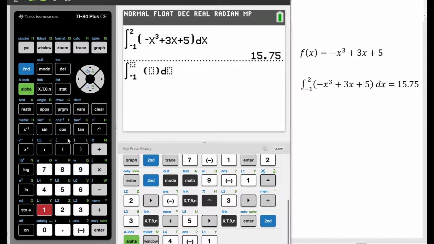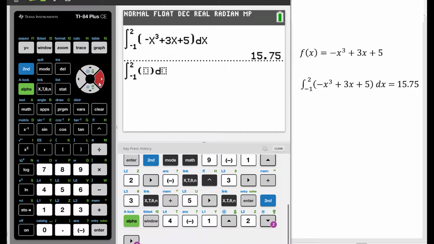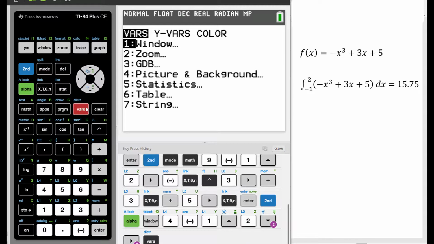And we're going to type in everything almost exactly the same. So our lower bound was -1. Our upper bound was 2. We're going to press the right arrow key to get inside the parentheses. Here, instead of typing in the entire function, I'm going to go to vars, V-A-R-S, because we already typed in our function for y sub 1.